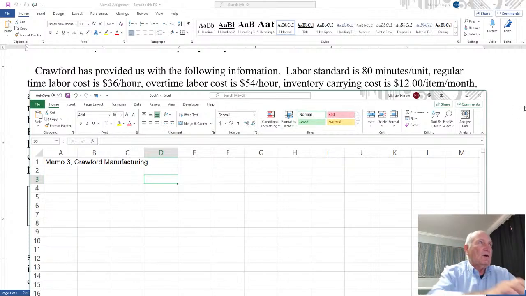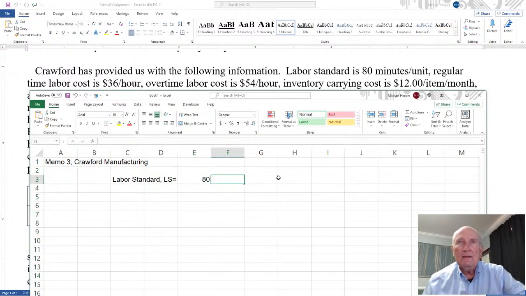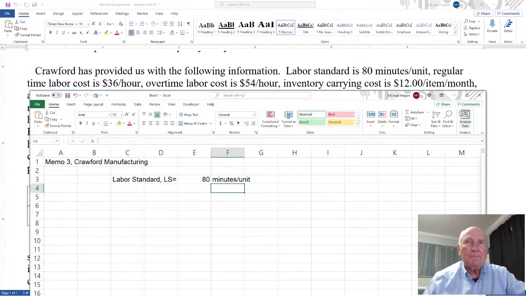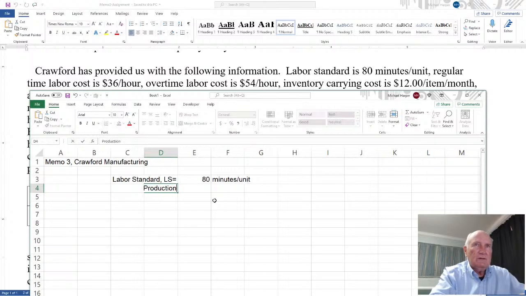Labor standard. Okay, now we have our labor standard. LS will equal 80, and that's minutes per unit. Okay, there they are, the regular time labor costs. Now, first of all, when we have the labor standard, let's get the production standard.